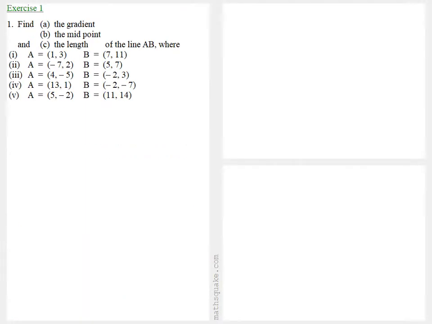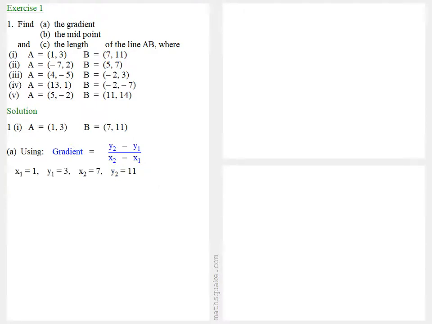Okay, in question 1 we have to find the gradient, the midpoint and the length of the line AB, where in section 1 A is equal to 1, 3 and B is equal to 7, 11. In part A, to find the gradient we're going to use the formula y2 minus y1 over x2 minus x1. Now we've got x1 is 1, y1 is 3, x2 is 7 and y2 is 11. So that gives us the gradient of AB is 11 minus 3 over 7 minus 1, which is 8 over 6, and it cancels down to give the gradient of AB equals 4 over 3.